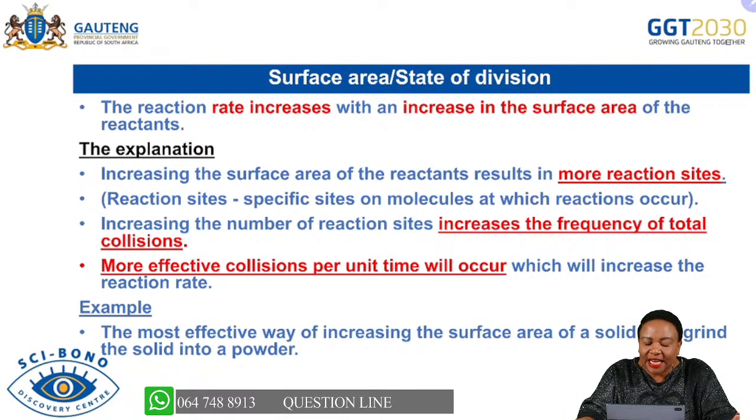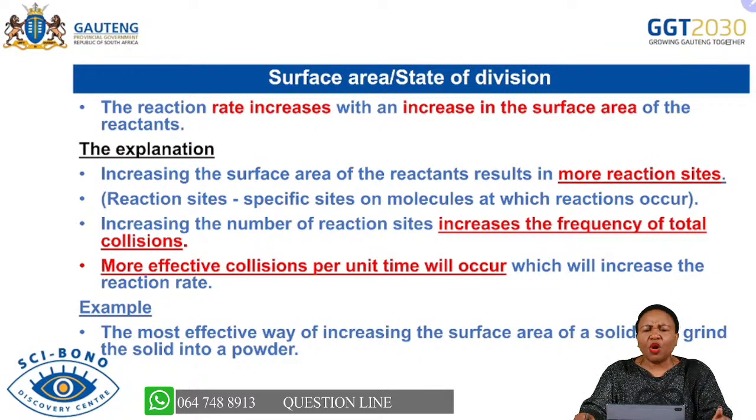So it means you are going to change the surface area of your reactants, which are solids. So the reaction rate increases with an increase in the surface area of the reactants. Now we know that as we increase the surface area of the reactants, we are definitely going to increase the reaction rate. As I started this lesson, I said we are only going to look at the factors that increase the rate of reaction. So the increase in the surface area increases the rate of reaction. What is an example that you can use in terms of the increase in surface area? As I said, in terms of the surface area, we are going to look at the solids.